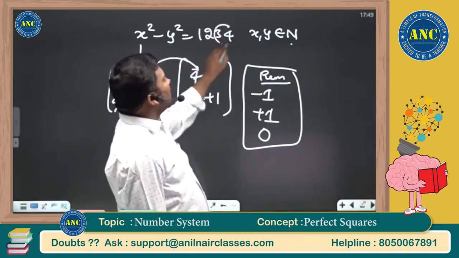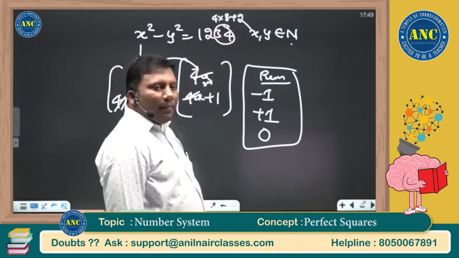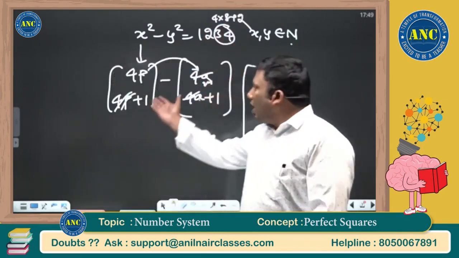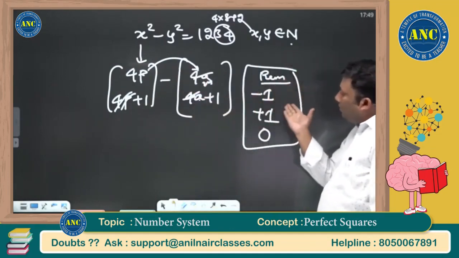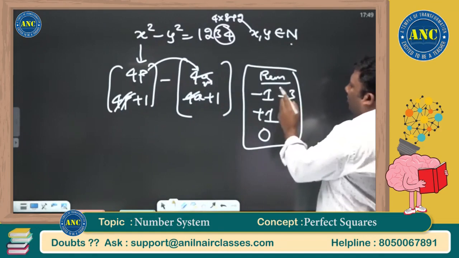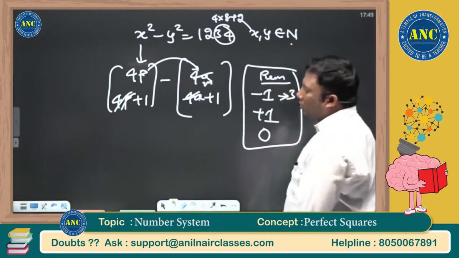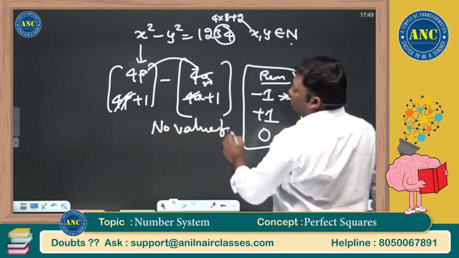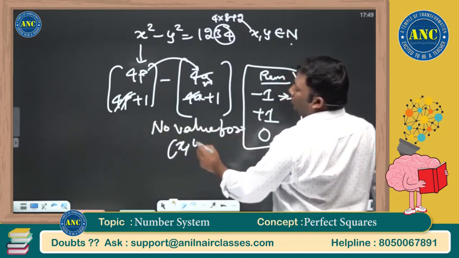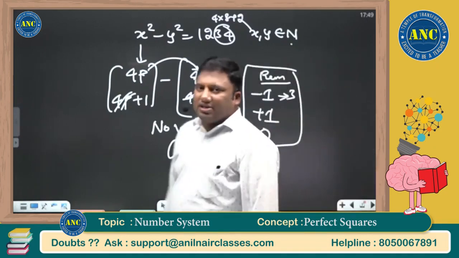What is the right hand side? 34. 4 into 8 plus 2. Remainder it is 2. But according to the definition of a perfect square, the remainder should be minus 1, plus 1. Minus 1 means positive remainder 3. 3, 1 or 0. I got 2. No value for x comma y exists.